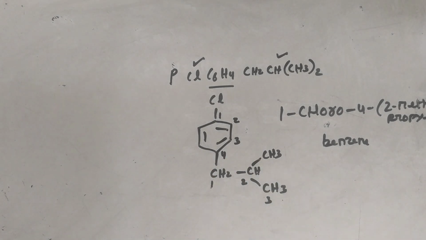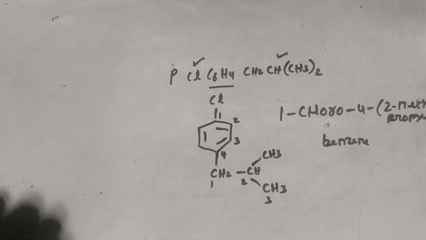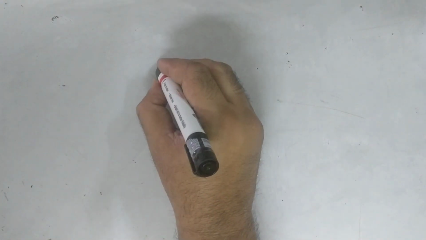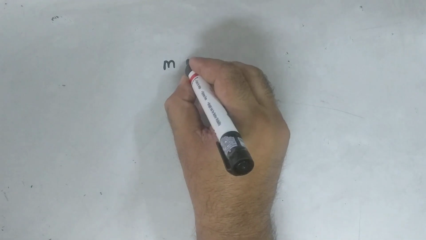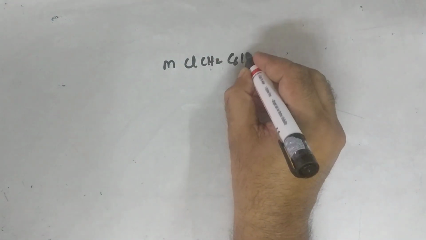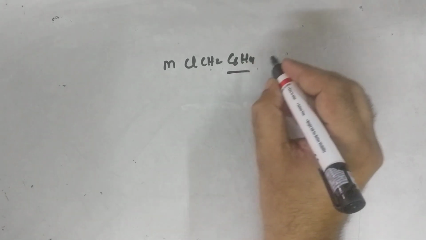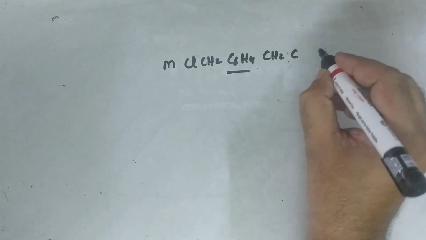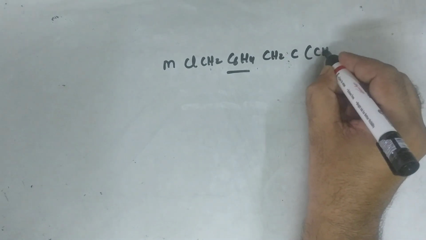Now let us see the next example, which is again quite interesting. It needs some skills because we should be able to expand it and then only we'll be able to name it. It is m for meta, Cl, CH2, C6H4, again meaning benzene. Then we have CH2, then we have C, then CH3 whole thrice.